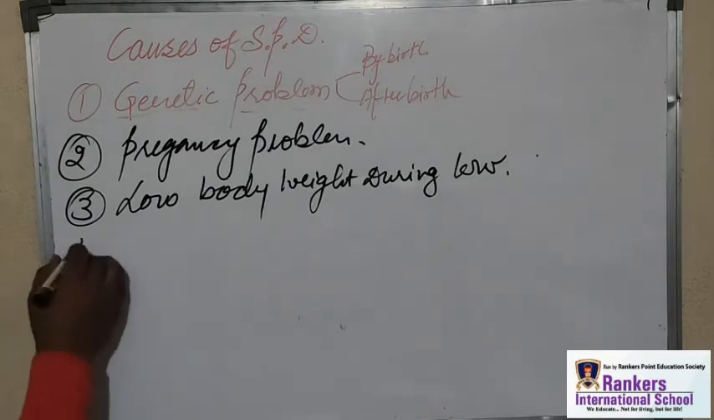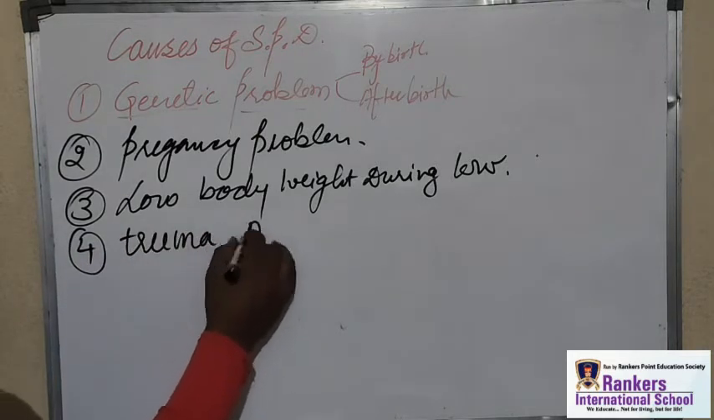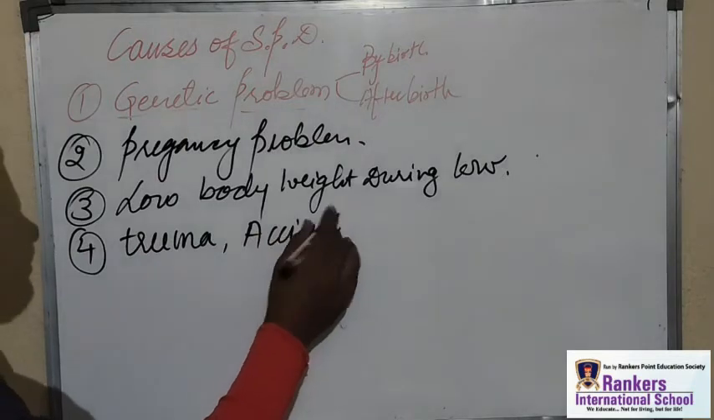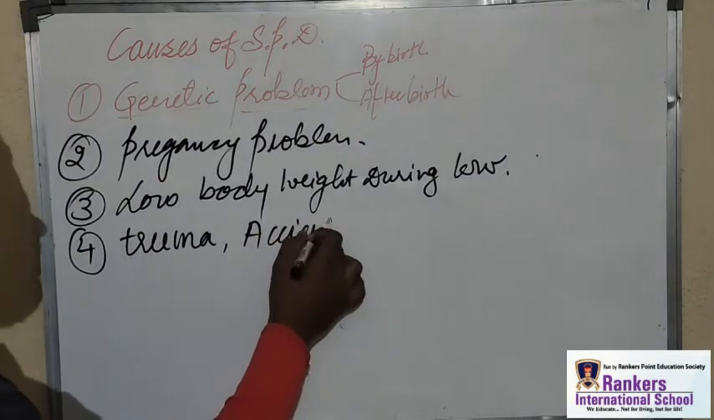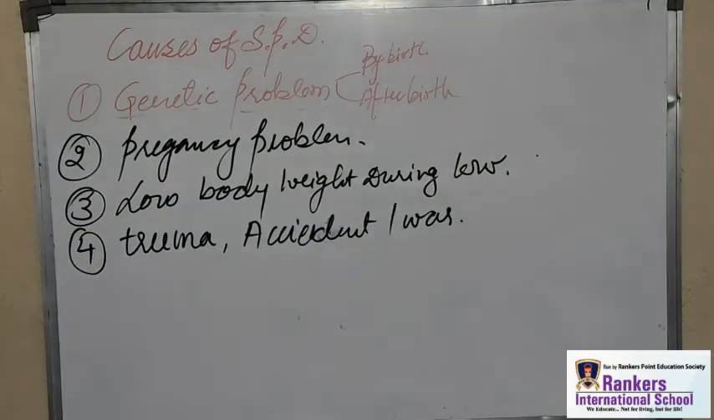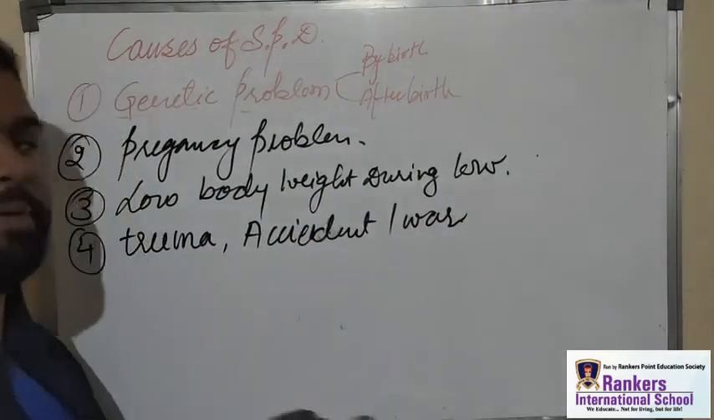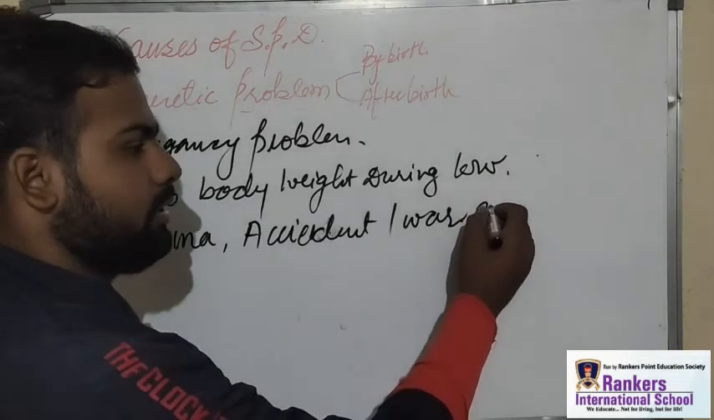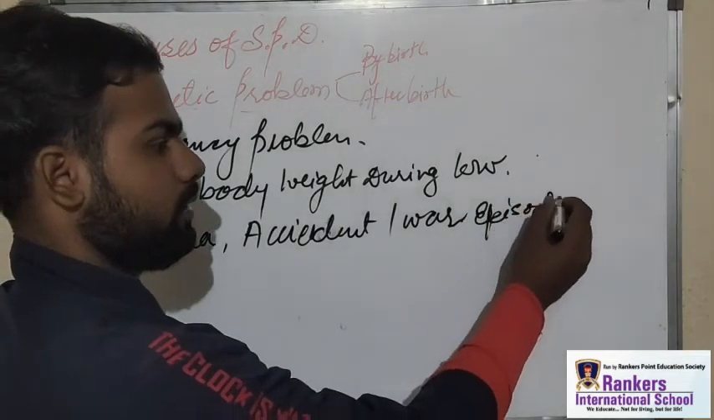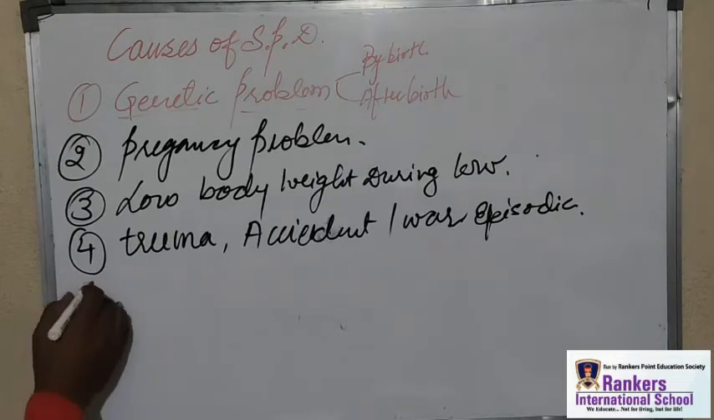Sometimes it is due to trauma, some accident, sometimes due to war, and this may be episodic. When it occurs due to an accident or war, it becomes episodic. What do we call it? Episodic. So it may occur due to accident, war, trauma, etc. Now the most important factor is the environmental factor. Which factor?